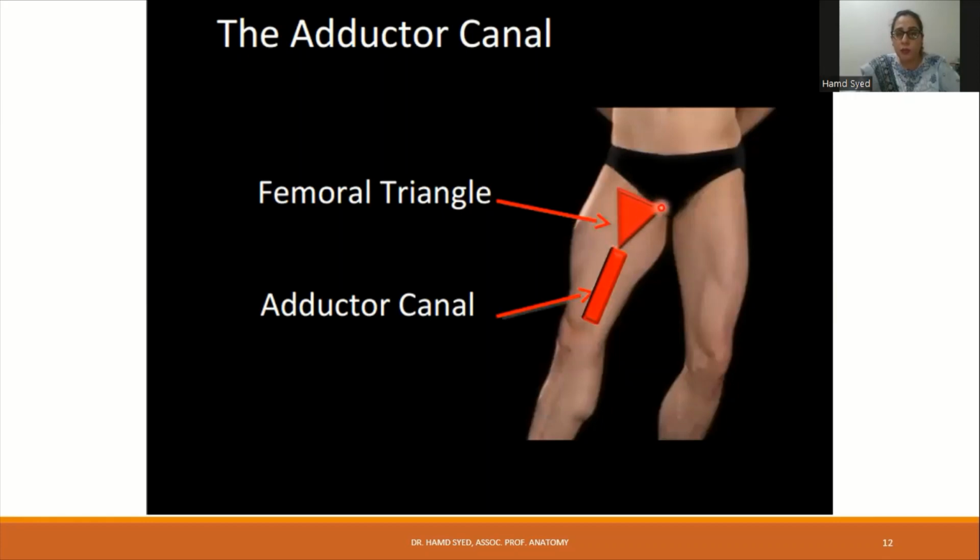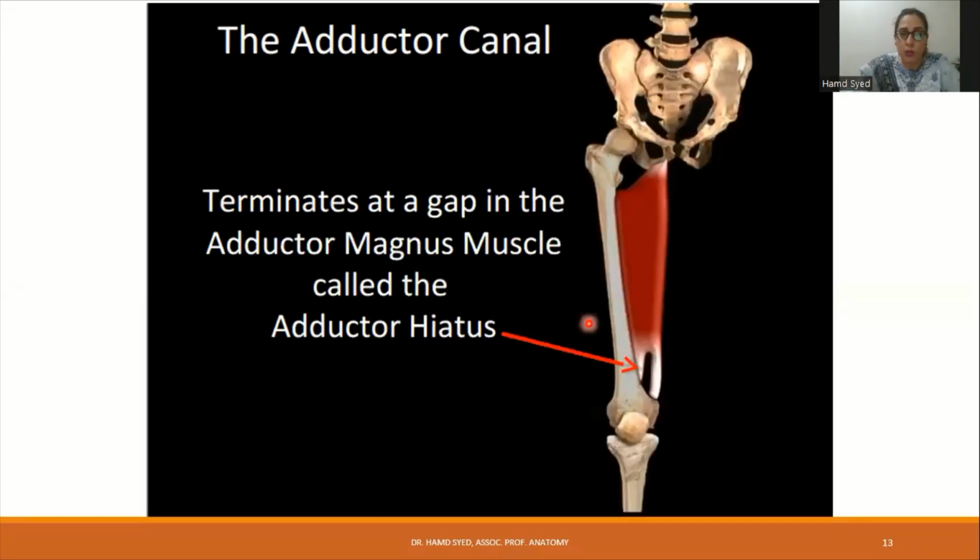This is the base of the femoral triangle formed by the inguinal ligament, and here is the apex of the femoral triangle. The apex of the femoral triangle is the point where the adductor canal region starts, and you can see this region of the adductor canal is present in the distal two-thirds of the thigh. So it is on the medial aspect of the thigh, from the apex of the femoral triangle to this distal point, which is better shown in this slide over here as the adductor hiatus. That is the opening within the adductor magnus muscle.